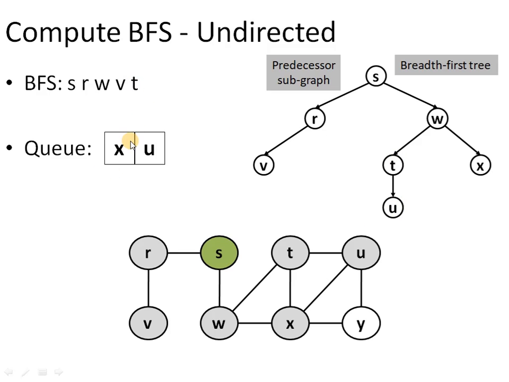Then X will be DQ'd. The only adjacent vertex of X which is unexplored is Y. Rest all the other vertices are explored. So Y will only be NQ'd and accordingly added to the breadth first tree. So we have DQ'd X and we have added Y as a child of X.